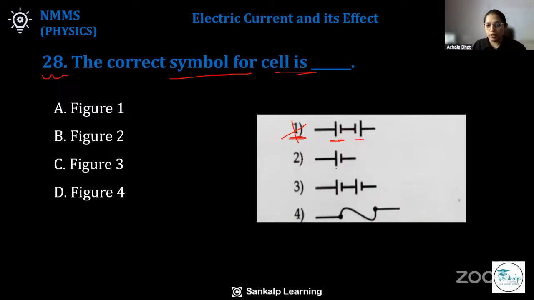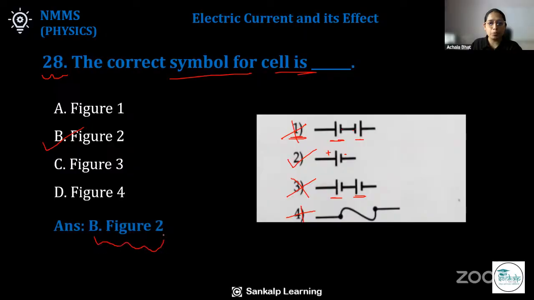Second one, yes, this is correct. This is the correct symbol for cell. This longer line represents positive terminal, shorter line represents negative terminal. This is cell. Third one, here multiple cells are connected, which means this is battery, not symbol of cell. Fourth one is fuse. Therefore, the correct option is option B, figure 2.